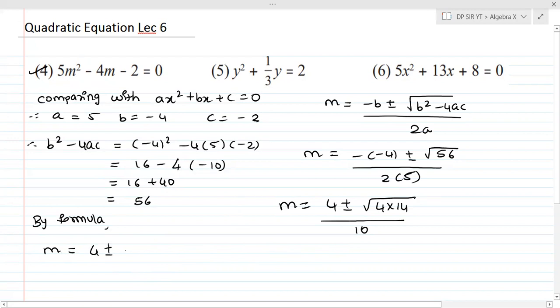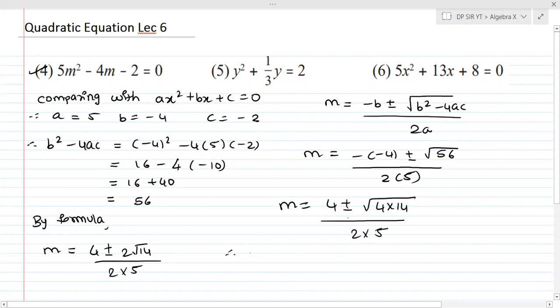4 plus or minus 2 under root of 14 upon 10. There is no question that we have gone wrong. But what I think is, let's keep it as 2 into 5 so that something will cancel, if I'm not wrong.